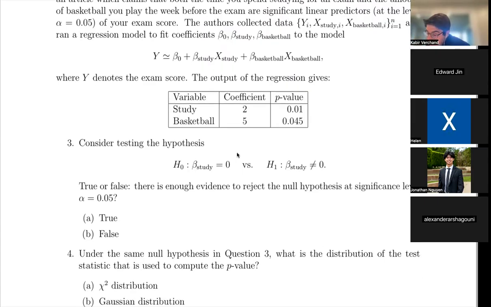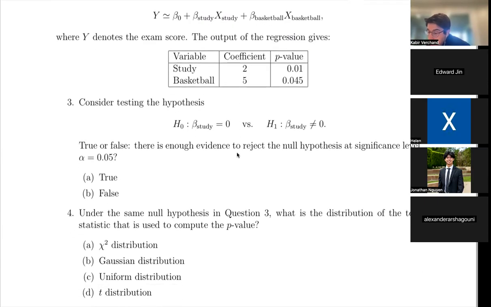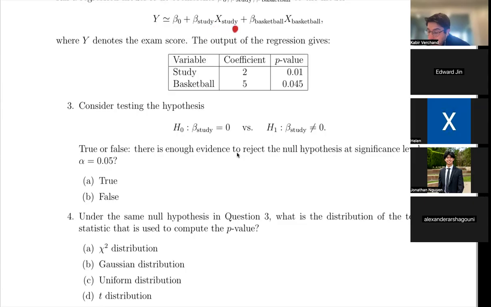Now, the first question is, we want to understand: is the amount of time that you spend studying a significant predictor of your exam score? In order to do this, you set up the hypothesis test. The null hypothesis is that beta study, the coefficient corresponding to x study, is equal to 0. That means that if this is equal to 0, the amount of hours you study has no linear relationship at all with your exam score.